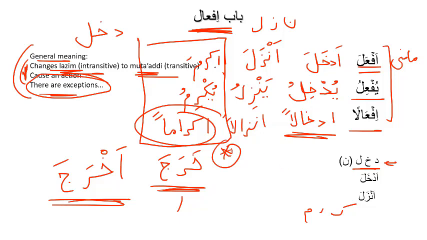So before this class, I looked up the exact meaning of akrama yukrimu ikraman. That is to show somebody else respect. The exact meaning of karama or karuma yakrumu, that I can check at the end of class. But obviously, it has something to do with respect. What is the exact difference between karama yakrumu versus akrama yukrimu? That I can get back to you. The first one is mazi, then muzare, and this is the masdar.